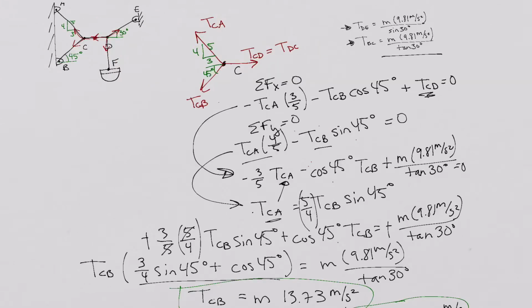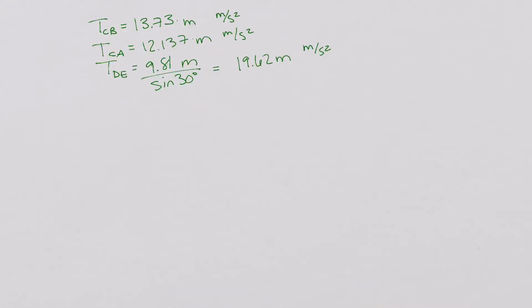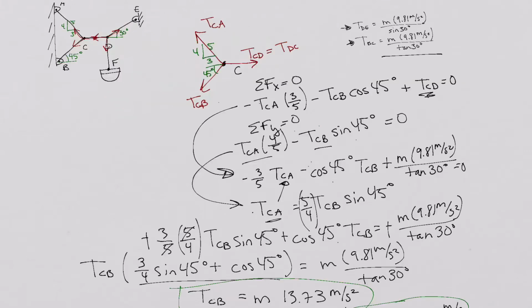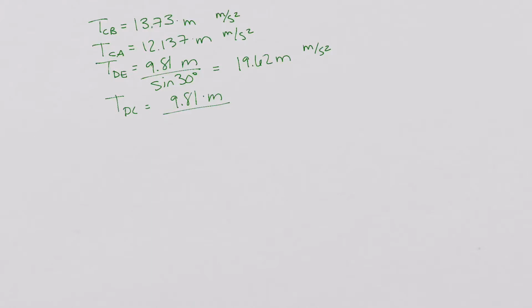TDC equals 9.81 times M over the tangent of 30 degrees. I just wanted you to know where I got those numbers from. So now I'm just going to divide that out. It's 16.99 times M, and that's meters per second squared. So now we basically have all of these values.